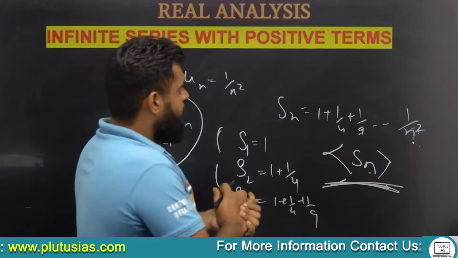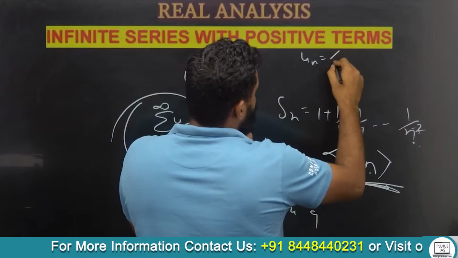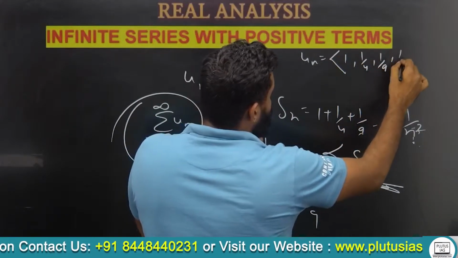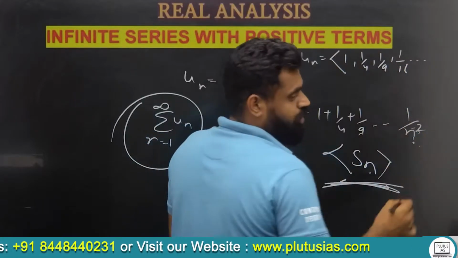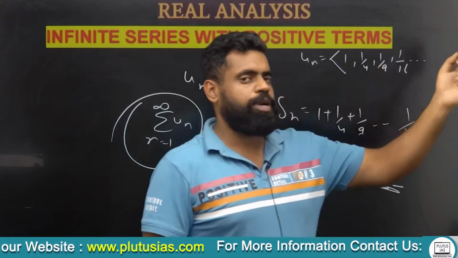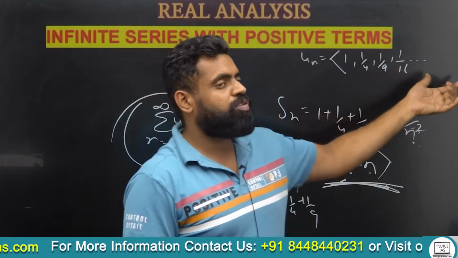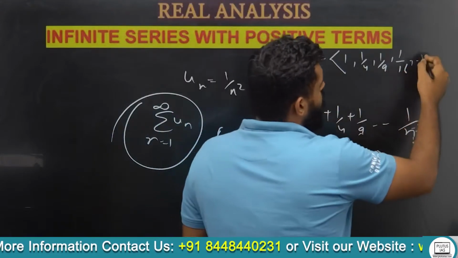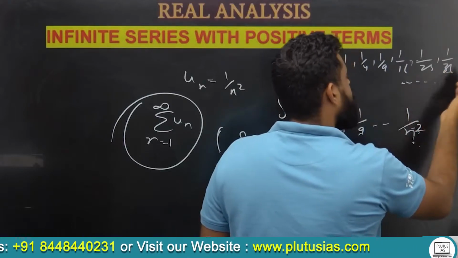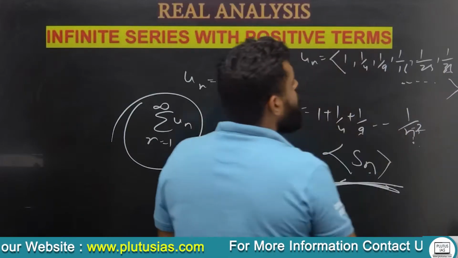Suppose first we consider the case of a sequence. In this sequence, as we go on increasing, it will be 1 by 4, 1 by 9, 1 by 16. See, it is decreasing. So we can say that at some point of time it may converge to 0. It will be 1 by 25, 1 by 36. So at infinity, it will tend to 0. So the sequence tends to 0.